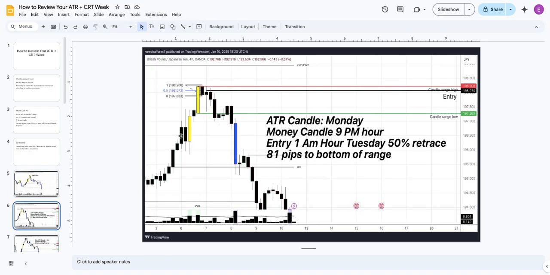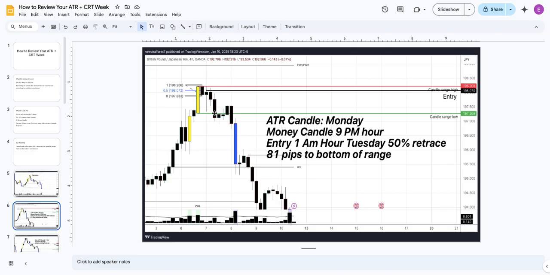This one is GBP/JPY. Now this was the only trade for Monday, and the 9 p.m. hour, well, the money candle happened on a Monday. The money candle happened in the 9 p.m. hour. Sometimes, if we remember our fib rule for our money candle, and if you're not sure about that, take a look at the entry video on the channel. I'll link that in the description as well. So you see that you wait on that retracement from the money candle to try to get in at 50% of the money candle for a good entry.